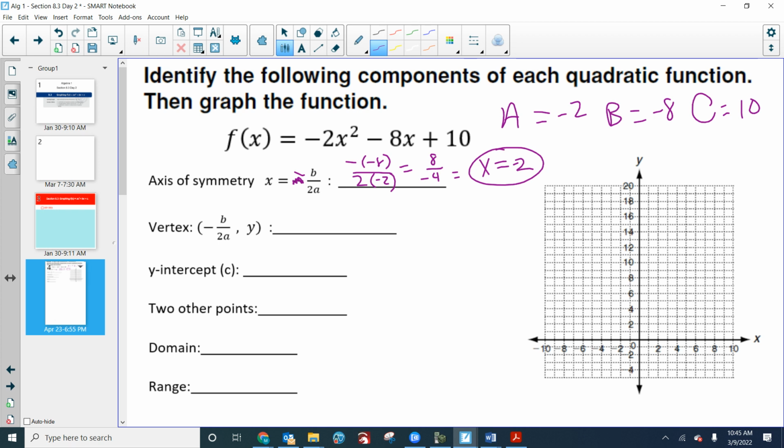Go to your graph if you have graph paper or made a graph. And -2. Okay, draw a dotted line, vertical line. Write down -2. What does that line do? Splits the what? The thing. What's the proper name?